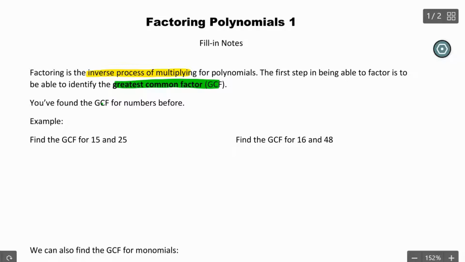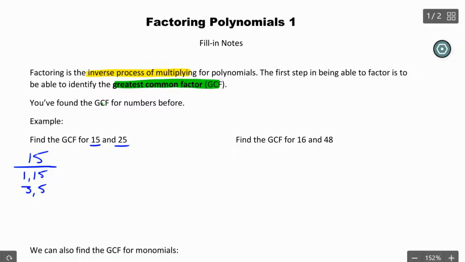You've done this before, especially when talking about fractions and adding and multiplying and pulling numbers apart. I'm sure earlier in school. So we're going to do the same thing. For example, if I'm looking for the greatest common factor of 15 and 25, I need to know all the factors of 15, which means all the numbers that multiply to 15. So I've got 1 and 15. I've got 3 and 5, and for 15, that's it.